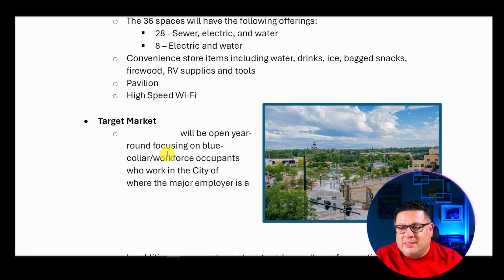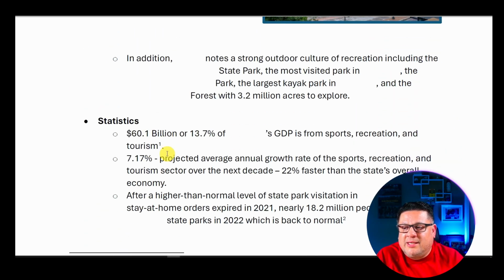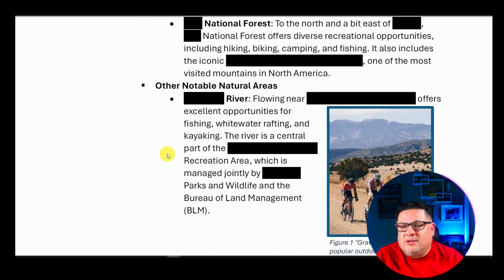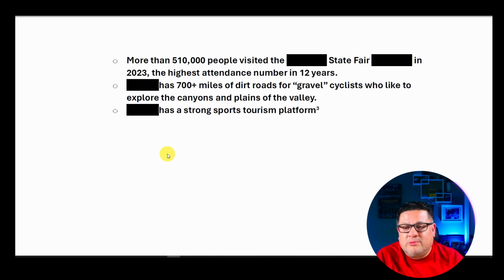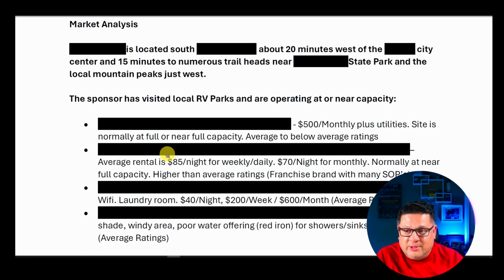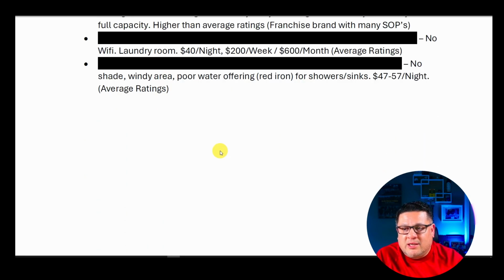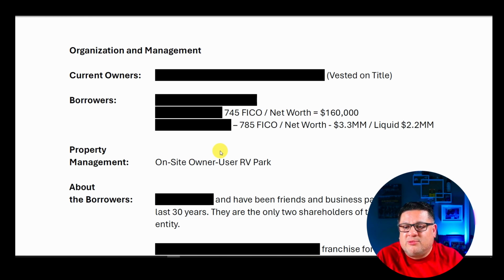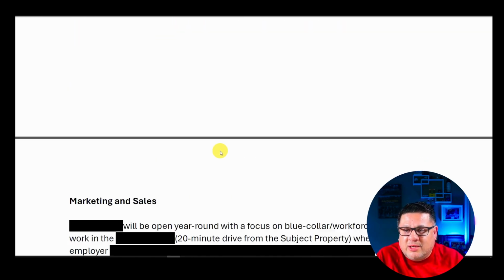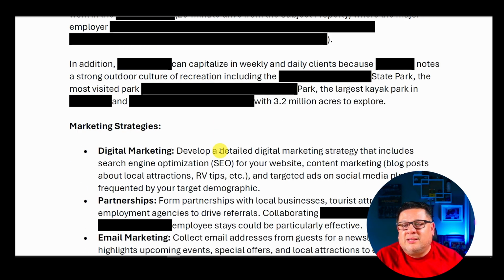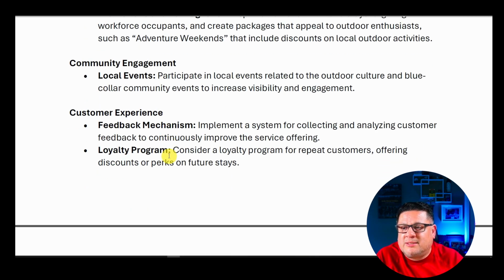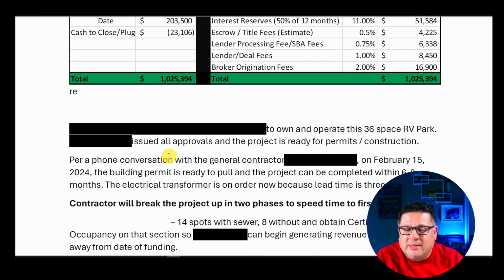And we did statistics, we talked about state parks in the area, great things that are going on from a recreation perspective, why the area is strong in terms of its location, what's going on in the local RV parks. We did a competitive analysis. We talked about the owners, why they're experienced, why they're competent to make this happen. We talked about the different things, the digital marketing, the partnerships, email marketing, online booking and payment, all those great things. And then we had the funding request.